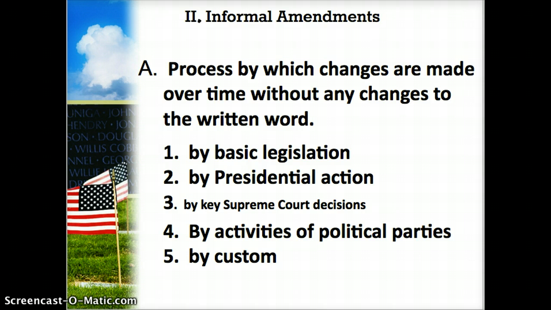When we look at Congress and their day-to-day activities, the political parties play a key role in the rules that Congress operates under and the leadership that Congress operates under. And then lastly, we informally amend the Constitution just by custom and habit. For example, when President Washington did not accept a third term, did not run for a third term, he created a precedent, a habit, a custom of a president only serving 2 terms.